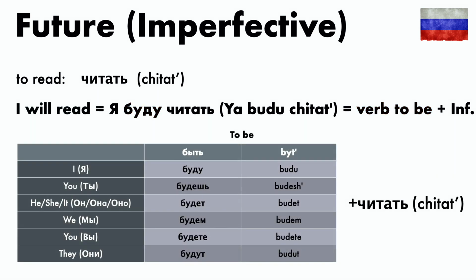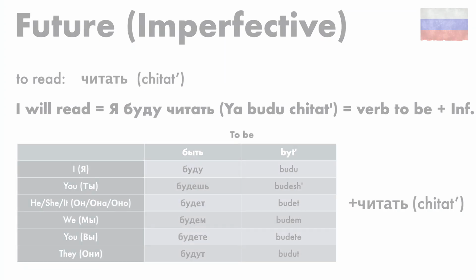The table below gives you all the necessary conjugations in future tense. You just have to remember those 6 forms and you will be able to construct all other verbs in future tense. Я буду, ты будешь, он, она, оно будет, мы будем, вы будете, они будут. If you want to say I will read, it would be я буду читать.